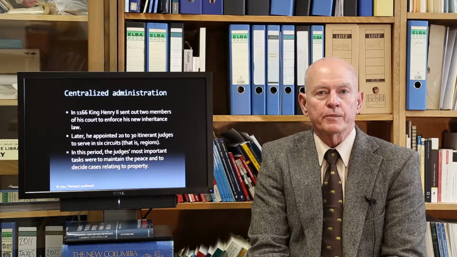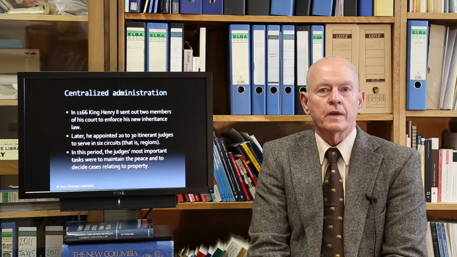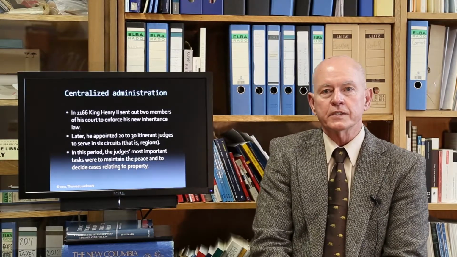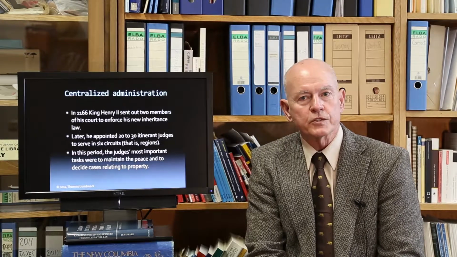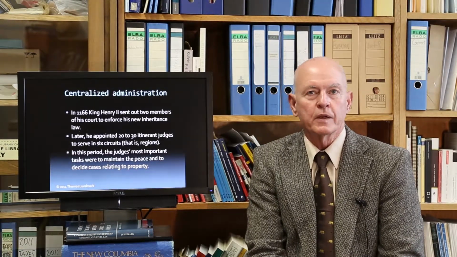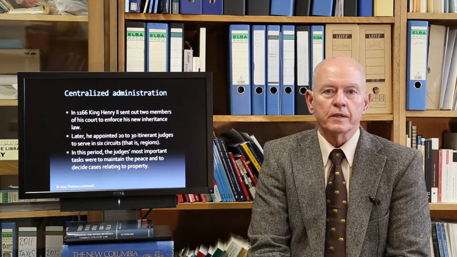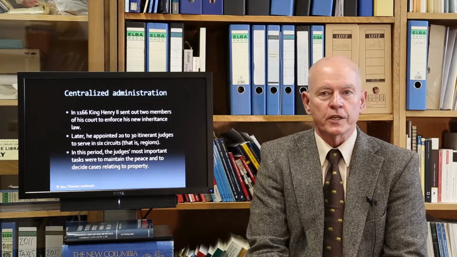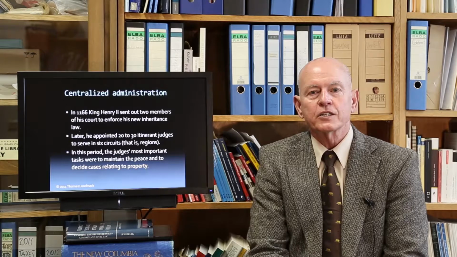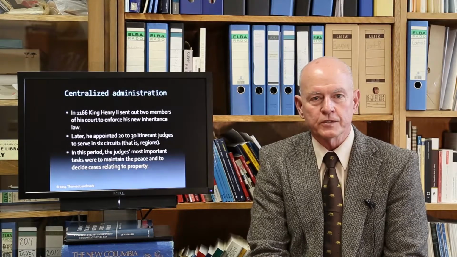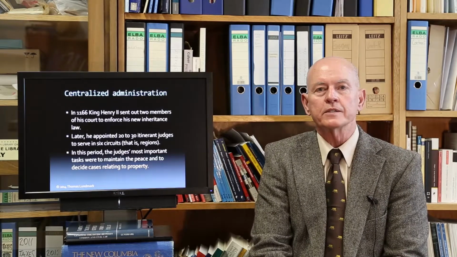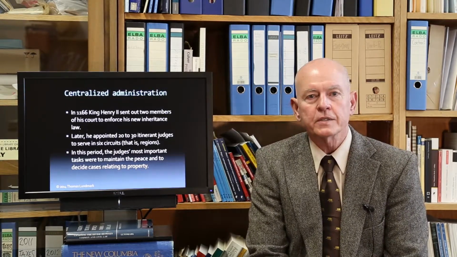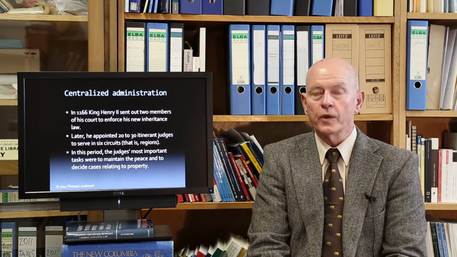To centralize the administration of the law, King Henry II in 1166 sent out 2 members of his court to enforce his new inheritance law. Later, he appointed 20 to 30 itinerant judges to serve in 6 circuits, that is, regions. In this period, the judges' most important tasks were to maintain the peace and to decide cases relating to property.